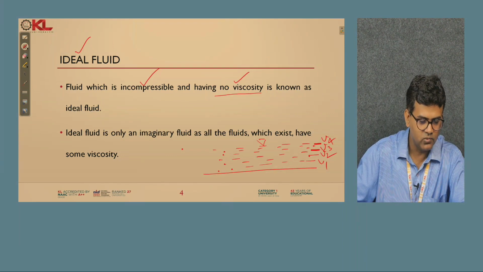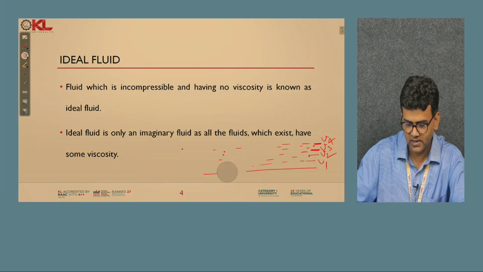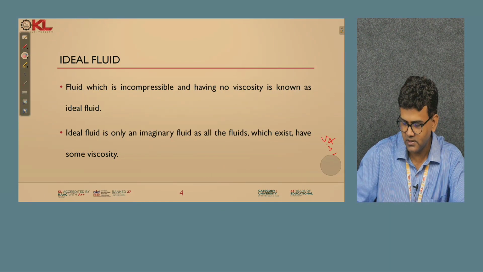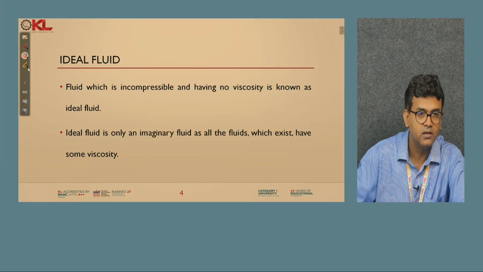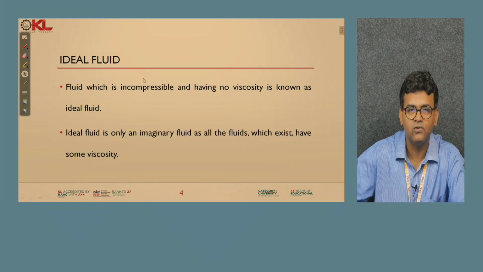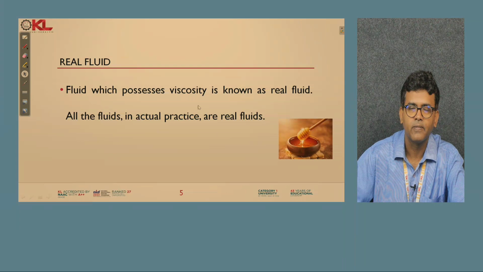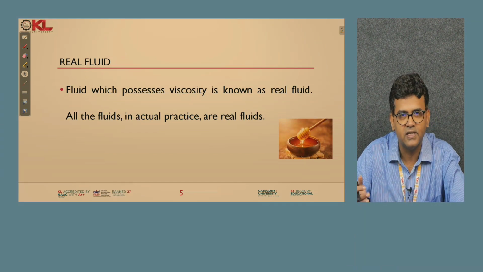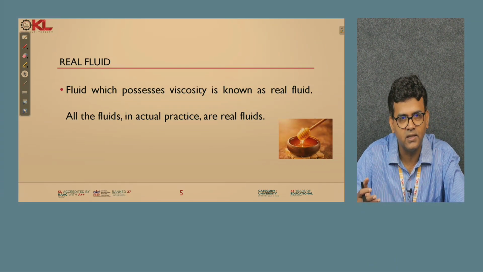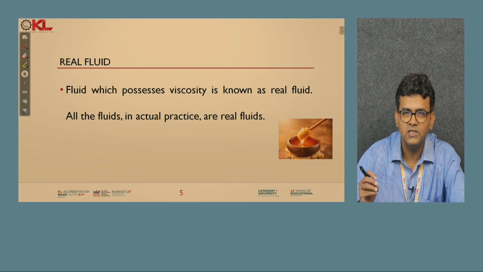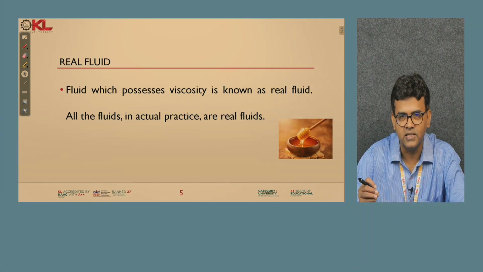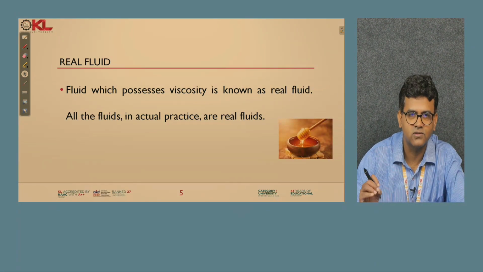Next we will move to the real fluid. Real fluid means the fluid having viscosity that exists in the real world. We have seen examples such as flow in rivers and canals. Different types of fluids are there in liquid form, like milk, oil, and honey. These are the real fluids that exist, and all real fluids have viscosity.